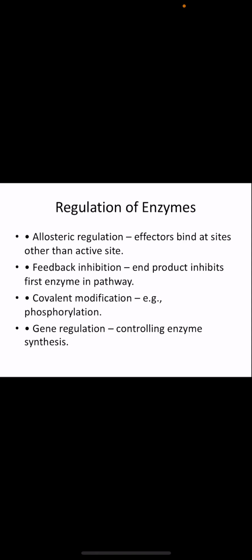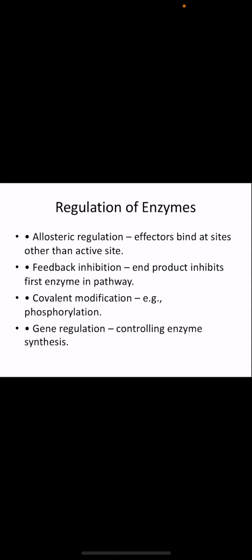What is happening in allosteric regulation? Here, the molecule binds to a site other than the active site, and can activate or inhibit the enzyme. Also, in covalent modification, enzymes can be phosphorylated, altering their activity, common in signal transduction pathways.